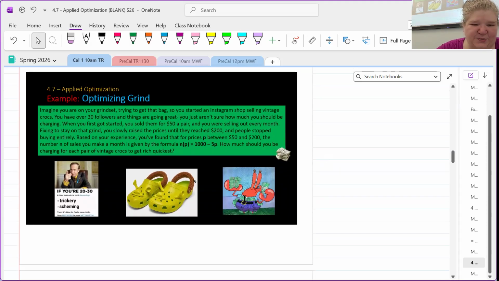They really like SpongeBob. But I have to admit, I had never seen this picture of Shrek Crocs before, and those are pretty awesome. I don't wear Crocs, but those are awesome.